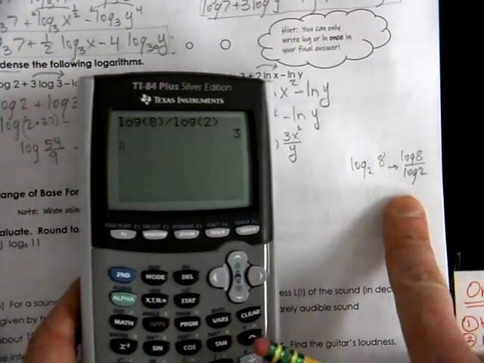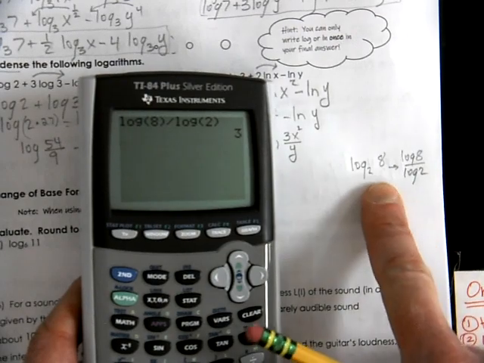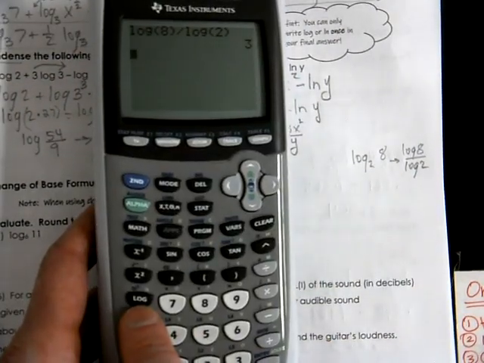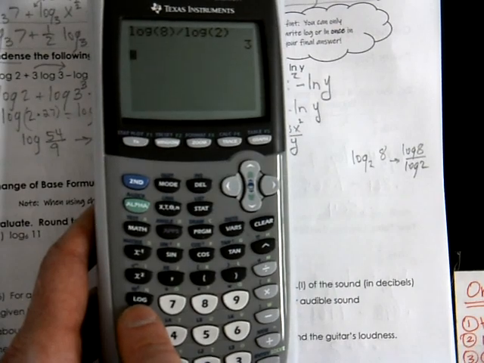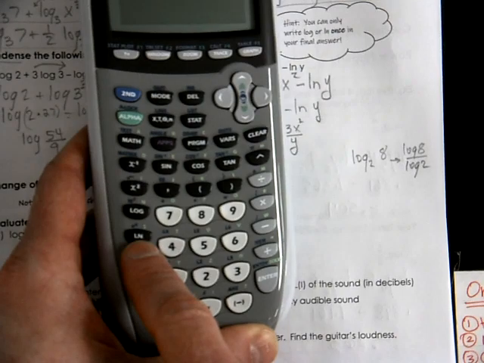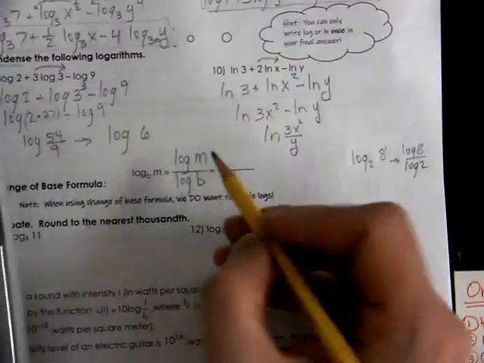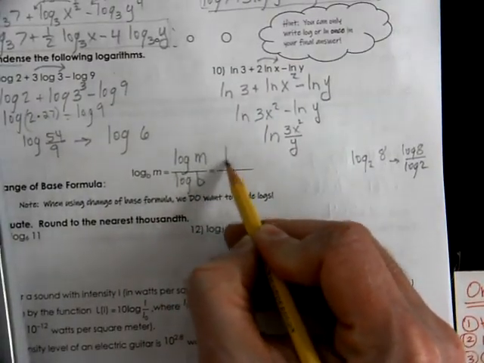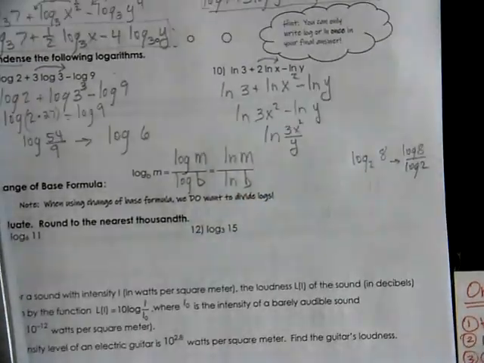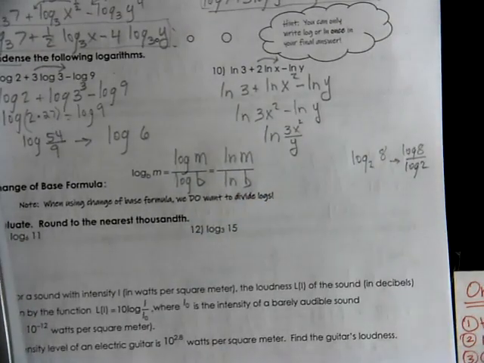So you can do the calculations with bases even if the only calculator log key that we have is log. Now, oddly enough, we have ln also. And this is going to be the natural log of m over the natural log of b. The base can be any number you want.